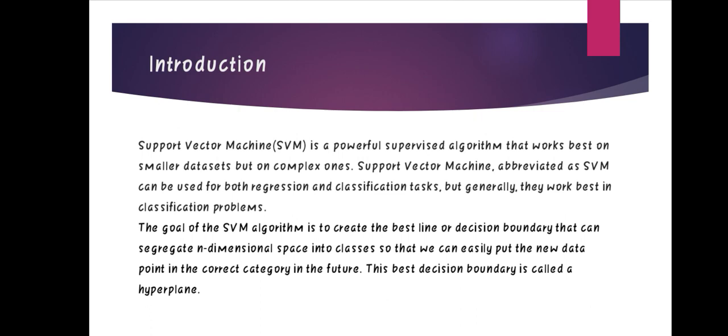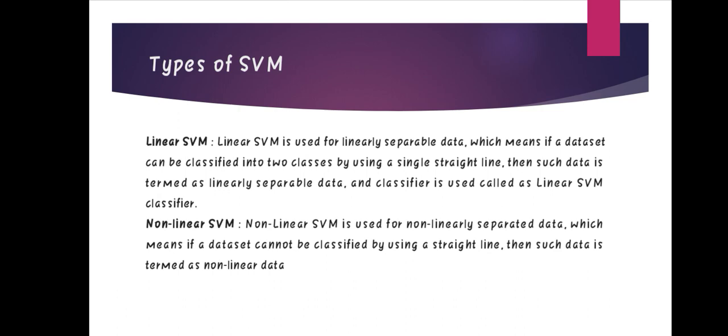The goal of the SVM algorithm is to create the best line or decision boundary that can segregate n-dimensional space into classes so that we can easily put the new data point in the correct category in the future. This best decision boundary is called a hyperplane. Types of SVM: linear SVM and nonlinear SVM.